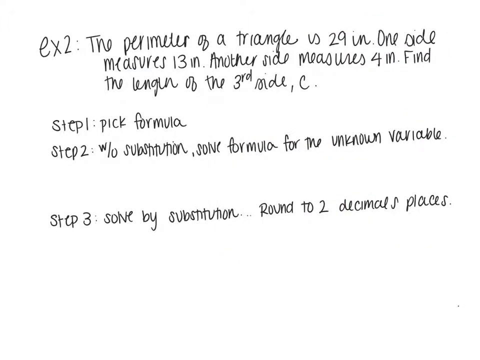Okay, so here's my second example. The perimeter of a triangle is 29 inches. One side measures 13 inches. Another side measures 4 inches. Find the length of the third side C. So that first sentence where it tells me the perimeter of a triangle is this, well, that's how I need to pick the perimeter triangle formula, which is P equals A plus B plus C. So the perimeter means add up all the sides. Well, a triangle has 3 sides.